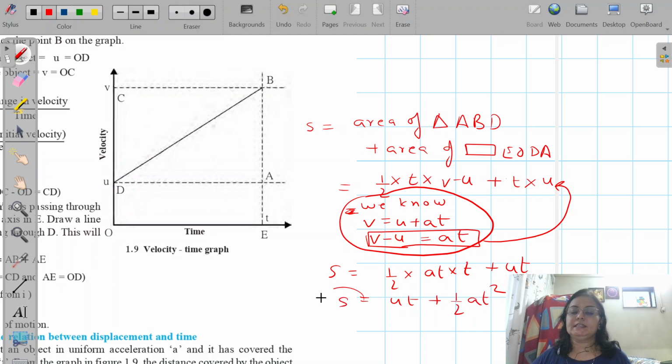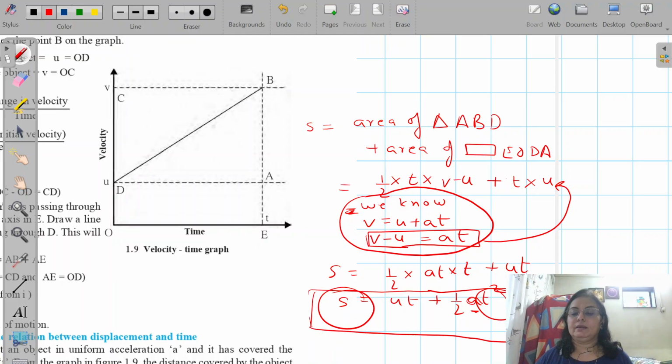So this gives us a relationship between distance and time. Because uniform acceleration is a, we say that the distance covered or displacement covered by an object and time t is given by this relation, s is equal to ut plus half at square.